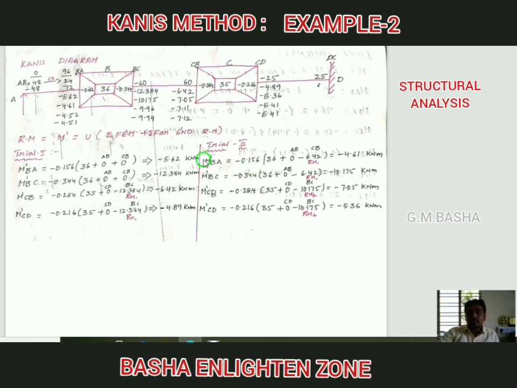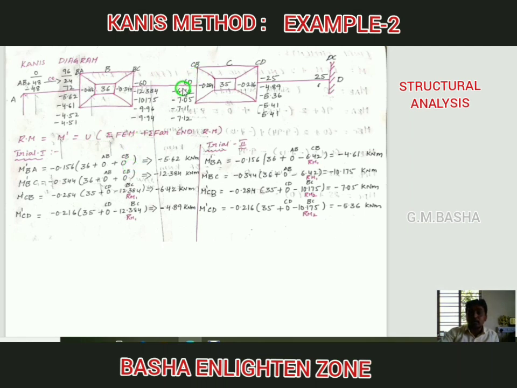So see here, for M bar BA, u equal to minus 0.156 into the sum of the fixed moment, which will be 36 plus 0. But at ends A and D, the rotation moments will always be 0. For BA, the far end will be AB, so that one will be 0. And for BA, the other far end will be CB. In the first step, there is no rotation moment at CB. That is the reason I am considering 0 here.